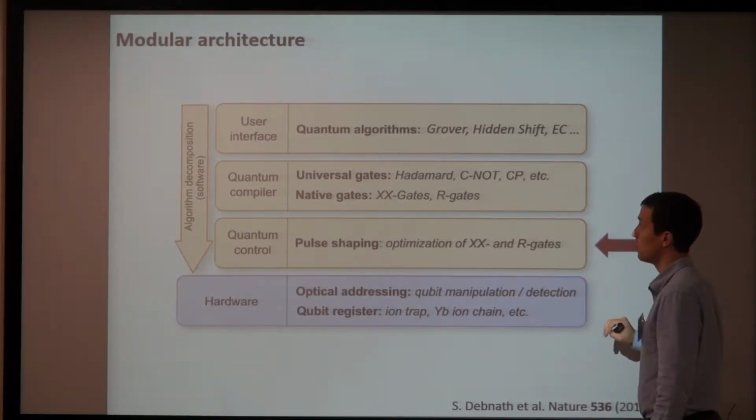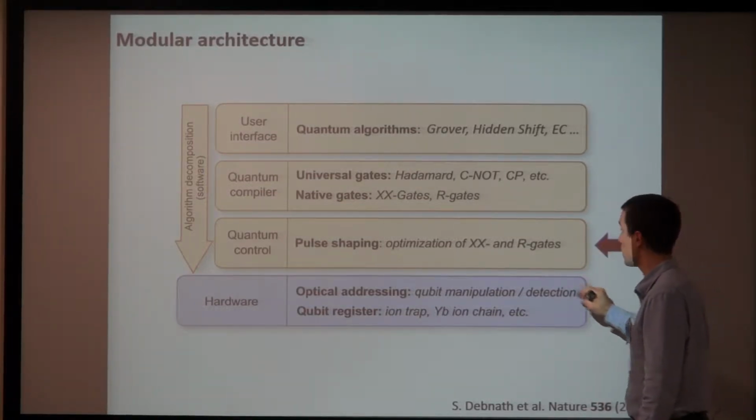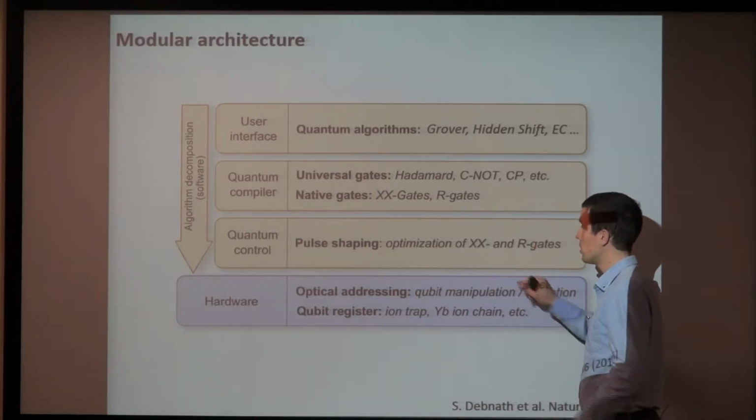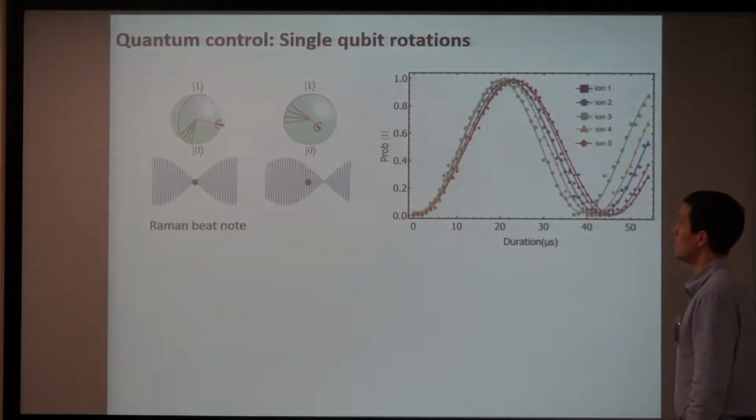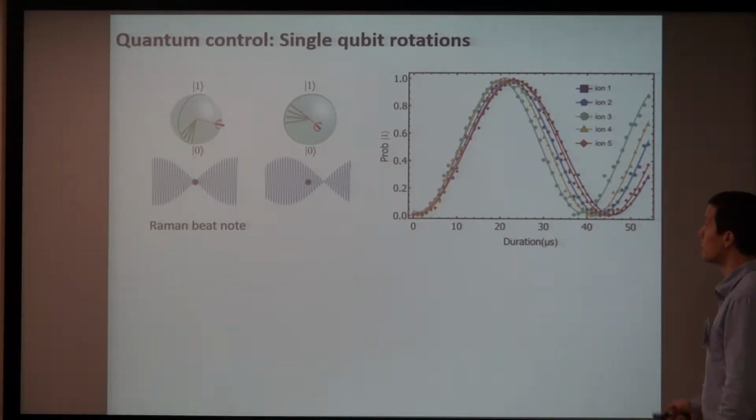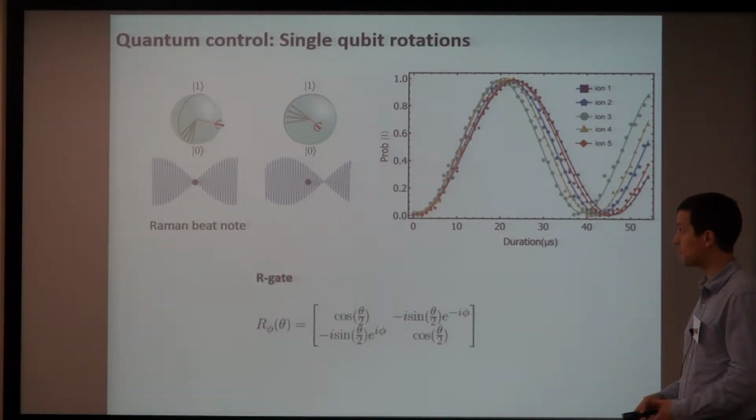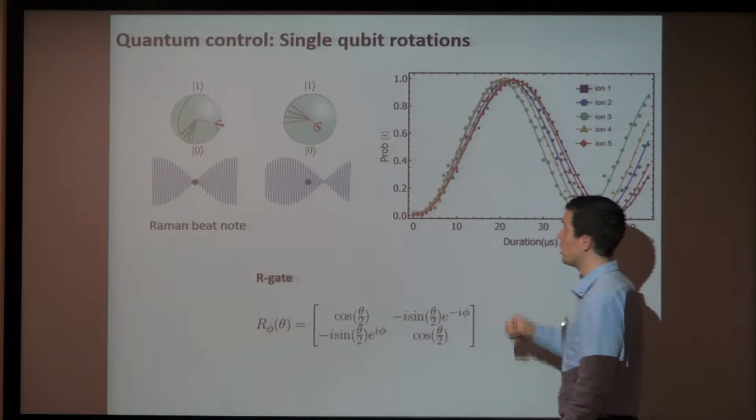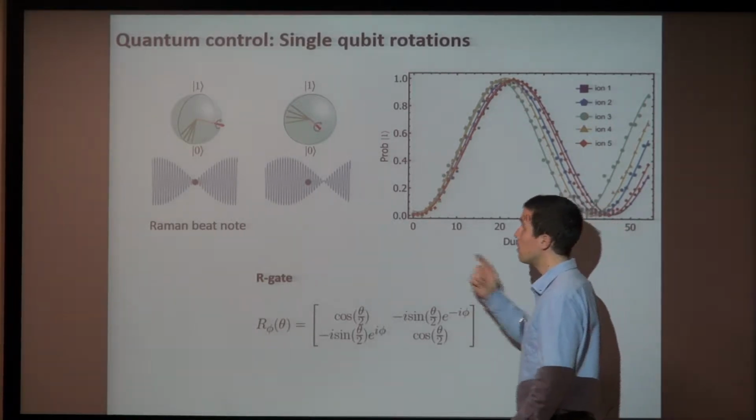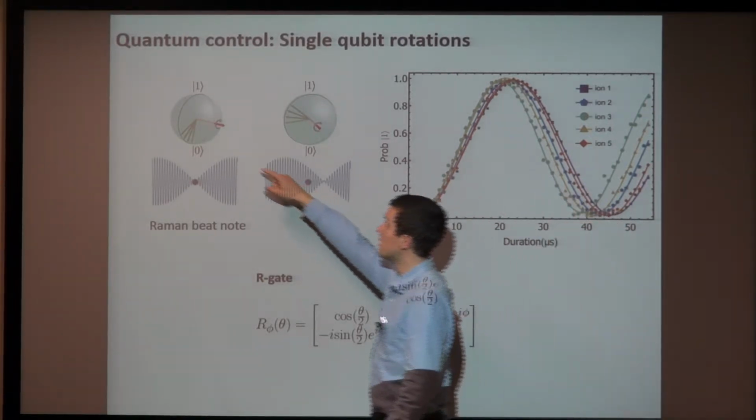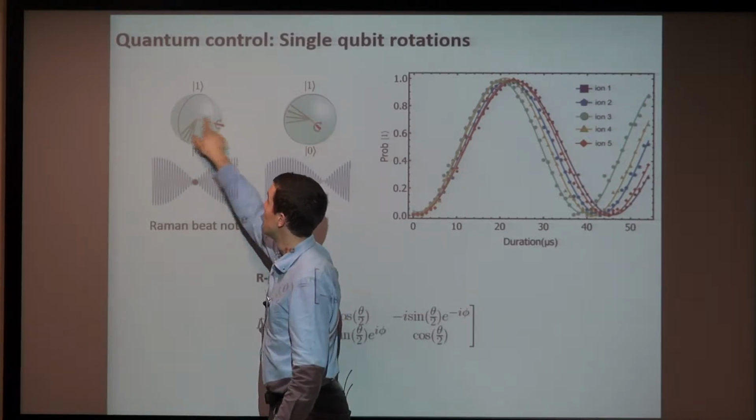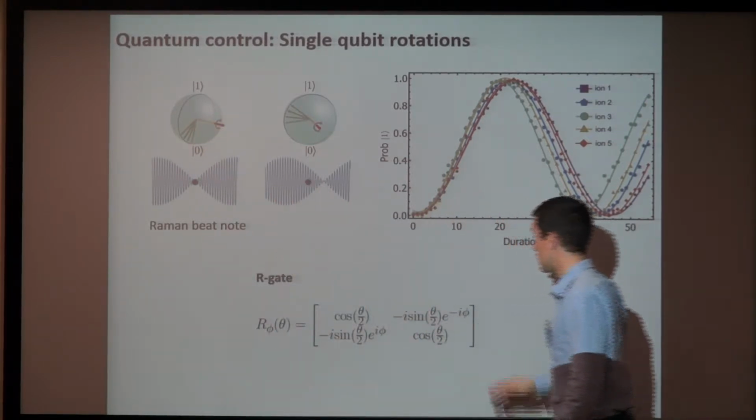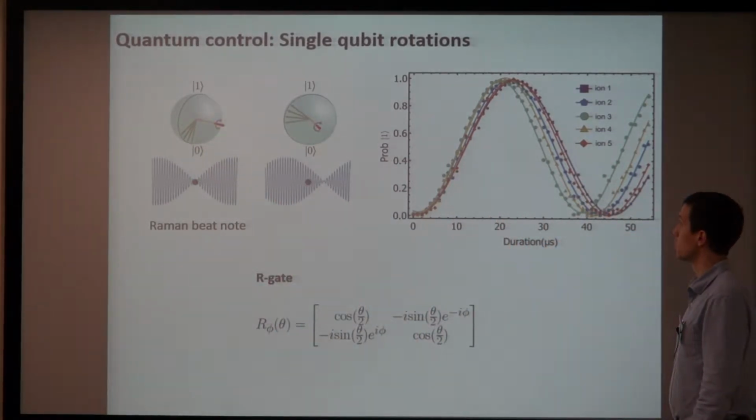Then I'll come to our native gates in the system. And there's 2 types, R gates, individual rotations, and entangling gates. So individual rotations are just that. It's basically Rabi flopping between these 2 qubit states. And we have control over the duration of the pulse and of the phase of the pulse. And that allows us to do a rotation on the Bloch sphere by an arbitrary angle around an axis that's anywhere in the XY plane of the Bloch sphere. And this is a way of describing this as a unitary.